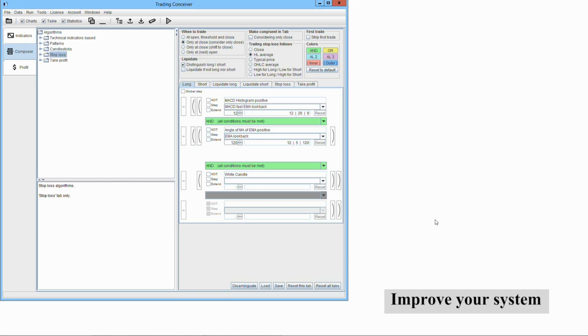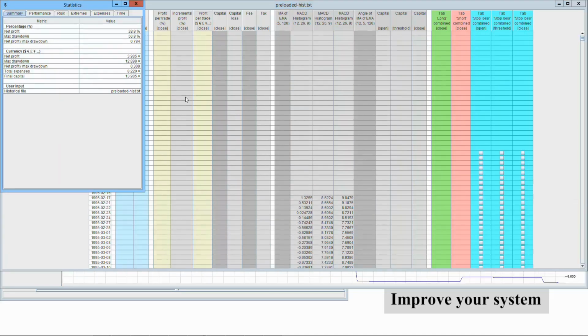After your analysis is complete, you can improve your trading system by modifying it in the Composer tab. Run it again and see the new results. Loop through the procedure we ran thus far.